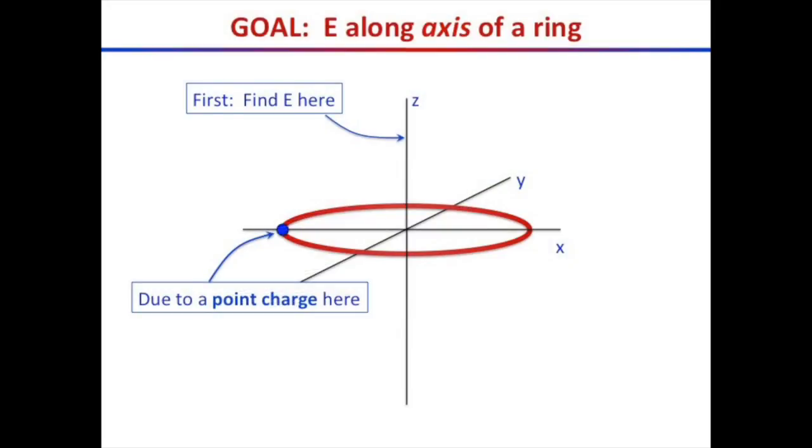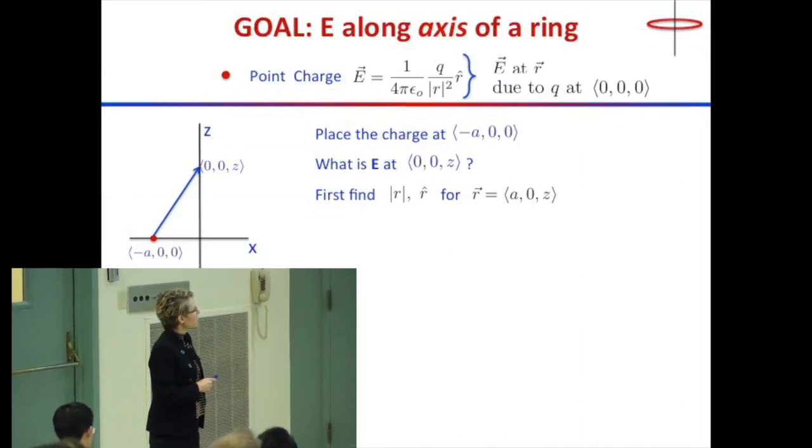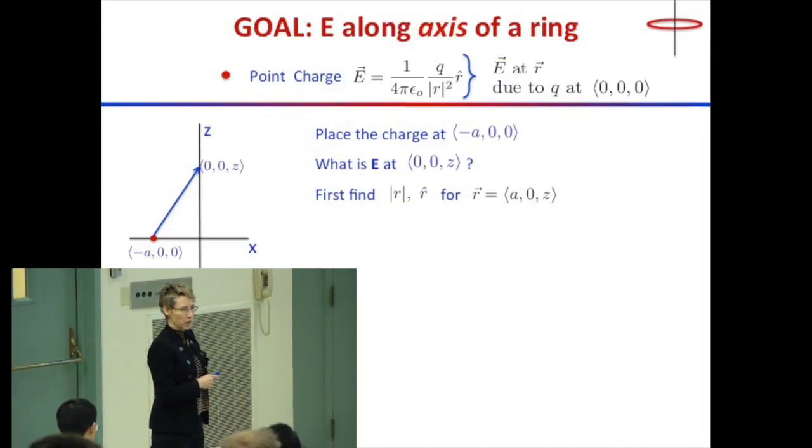That's step one. Always start by breaking it up into small bits that you already know. In this case, the small bit that we already know is a point charge, and we can find the field here due to that. At this stage, it just boils down to drawing a really careful diagram, and then translating the diagram into math really carefully.